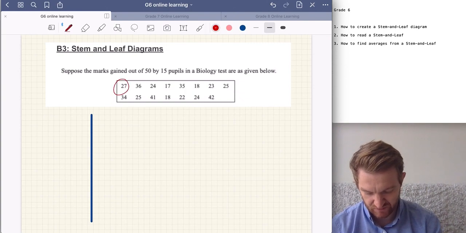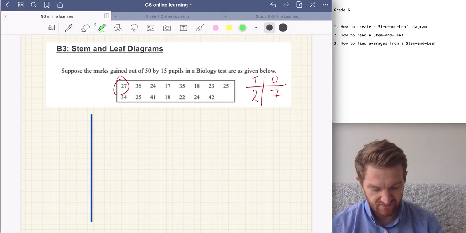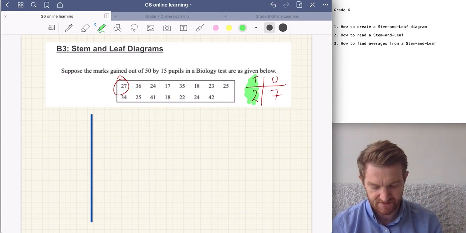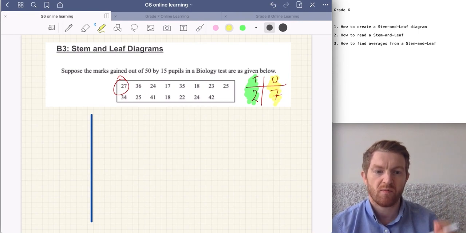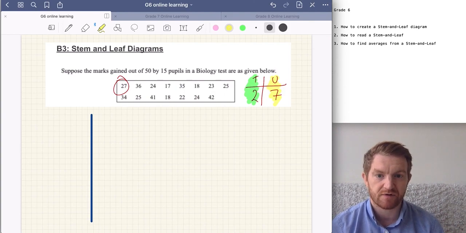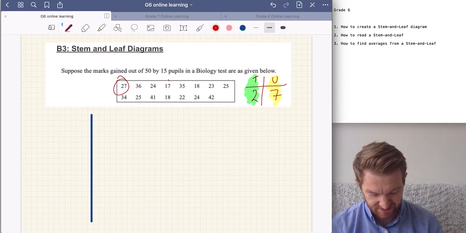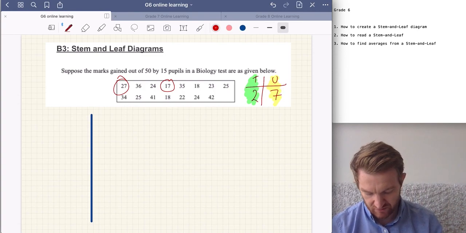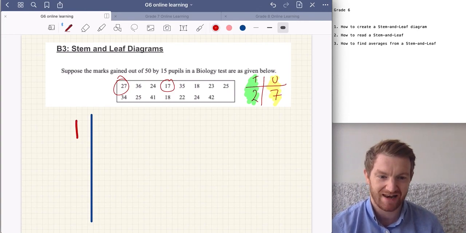So let's take the first one, 27. 27 is like a 20 and a 7, like tens and units. So everything on this side goes on the left, that's your stem. And everything on the other side goes on the right, that's your leaf. When we do a stem and leaf diagram, like when we're doing a median average, we have to go from smallest to largest. So the first number we're going to put in is the smallest, and that's a 17. 17 is made up of a 1 and a 7. So we know that 17 starts with a 10, so we can put a 1 in here, 1 representing 10.